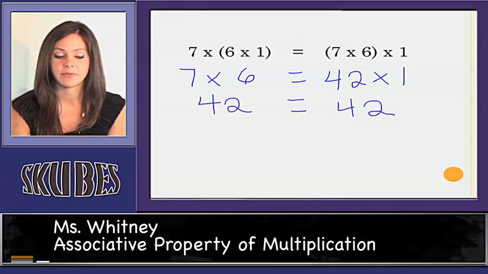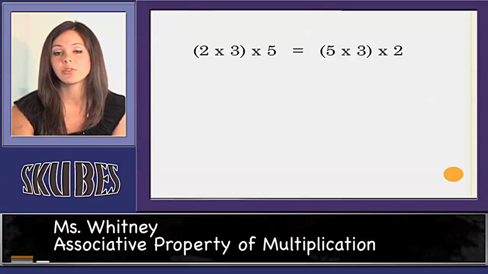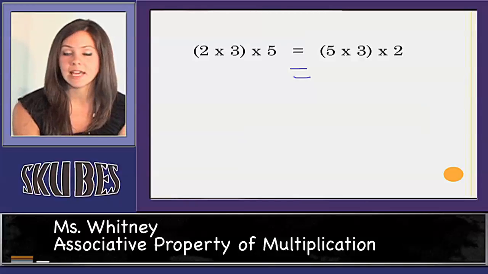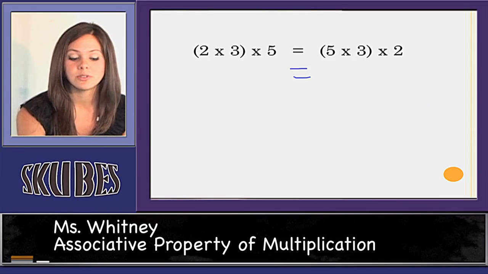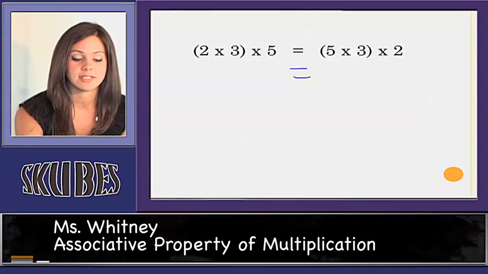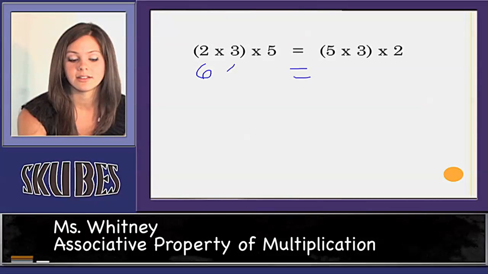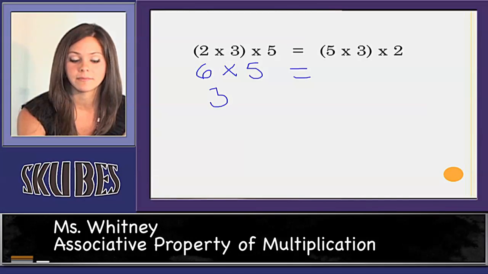Here's another example. We have the numbers 2, 3, and 5. Start on the left side of the equal sign. 2 times 3 are inside the parentheses. 2 times 3 is 6. Then times 5. 6 times 5 is 30.